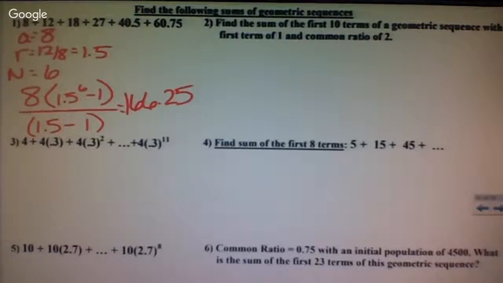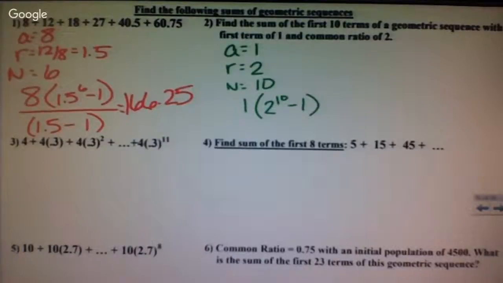Okay, number 2. They want us to find the sum of the first 10 terms with the first term of 1 and a common ratio of 2. So what's my A value? 1. What's my R? 2. What's my N? 10. So 1 times 2 to the 10th minus 1, and 2 minus 1 in the bottom. The only difference between what goes in parentheses on the top and in the bottom is that you've got to raise that R to your N power in the top.